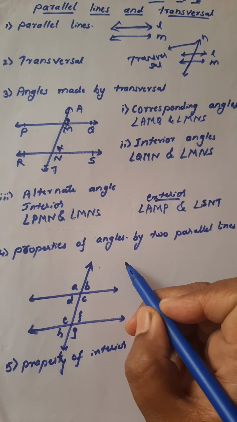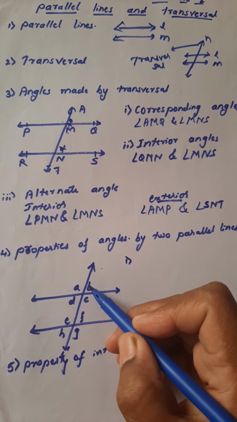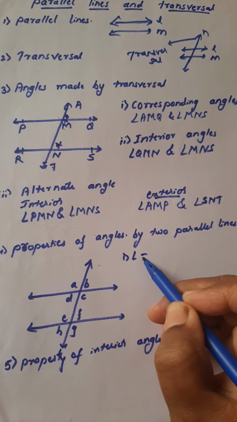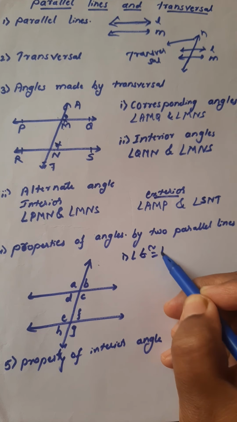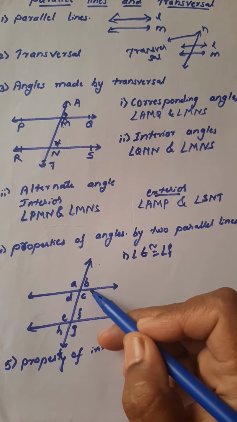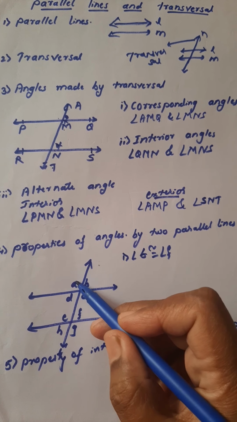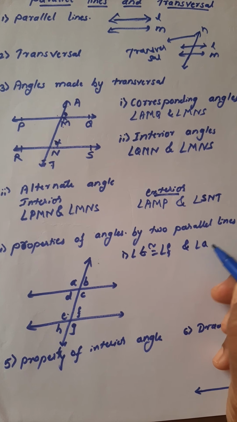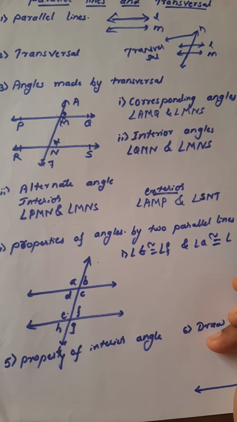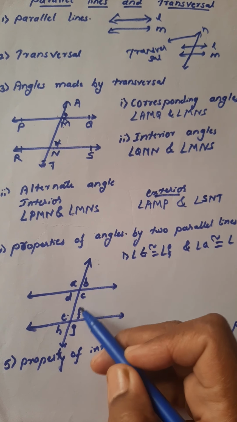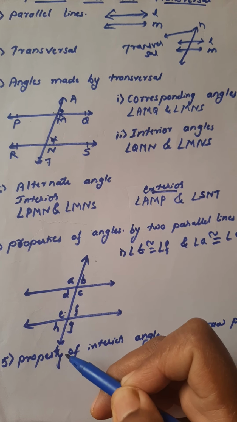I will write in short. Number one, angle B and angle F. Angle B is congruent to angle F. This is the corresponding property. Similarly, angle A and angle E. Angle A is congruent to angle E. Understand? B and F, A and E. These are corresponding angles.